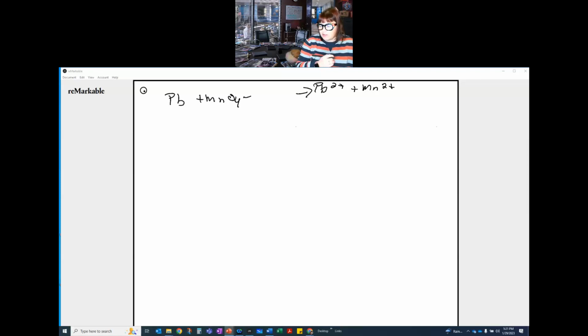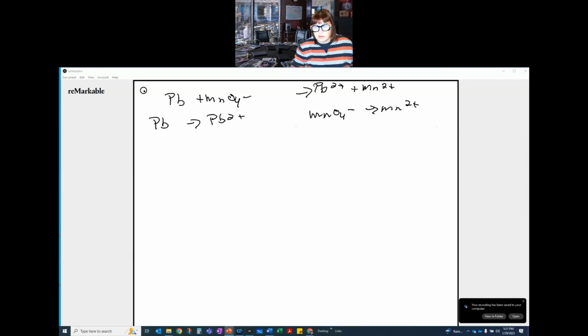Balance the equation using the half reaction method and, as always, stated in acidic solution. So my two half reactions: Pb goes to Pb2 plus, MnO4 minus goes to Mn2 plus. We have balanced this MnO4 a number of times already. So I'm going to go back and say, okay, how did I do that?